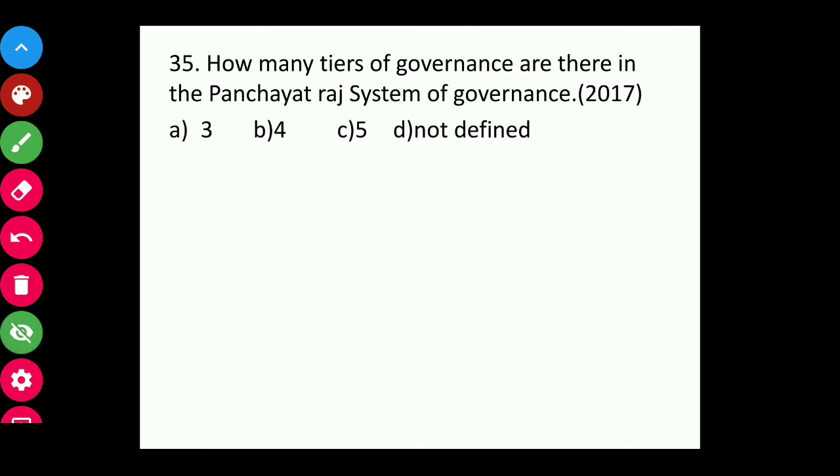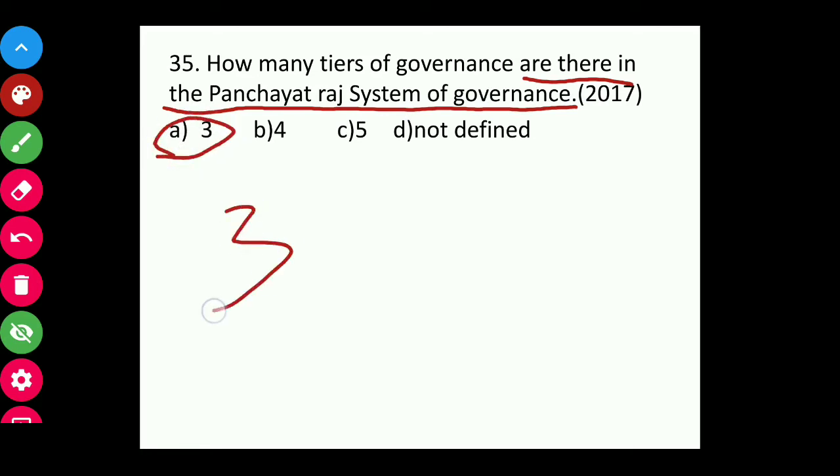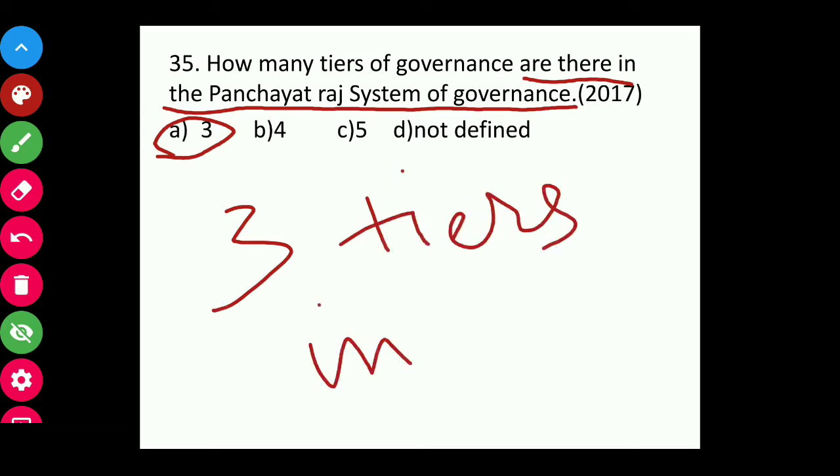35. How many tiers of governance are there in Panchayat Raj system of governance? So the answer is A. There are 3 tiers in Panchayat Raj governance system.